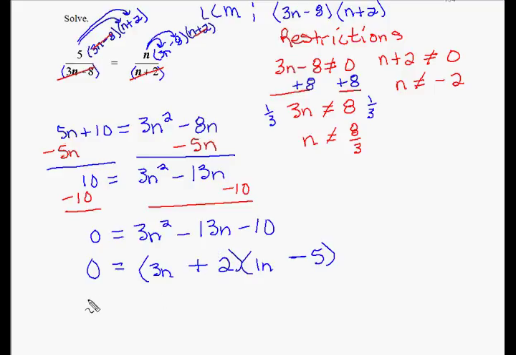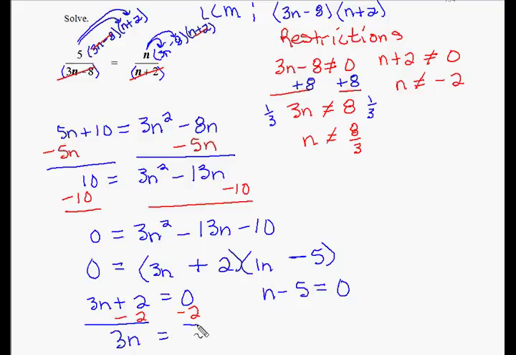So now we use the zero product property, and we take each one of these factors and set it equal to 0, because the only way that you can multiply and get 0 as your answer is if you multiplied by 0. Solving for n by adding 2 to both sides, we have 3n is equal to negative 2. Multiplying both sides of the equation by 1/3, we have n is equal to negative 2/3. Now that wasn't one of our restrictions, so that's a fine answer.